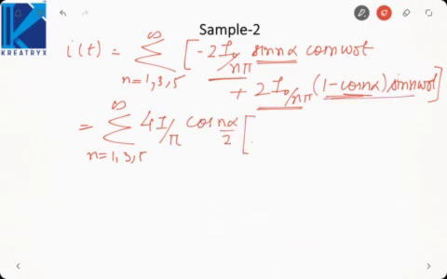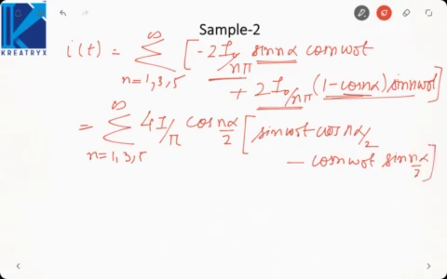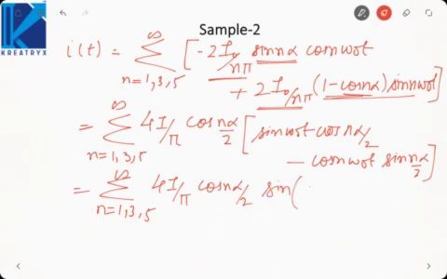Then this term will be written as sine n omega naught t, with cos theta by 2 remaining. Minus this can be written as cos n omega naught t, with sine theta by 2 remaining. So this will be 4I by pi cos n alpha by 2 times sine of (n omega naught t minus n alpha by 2). This will be the Fourier series for this waveform.